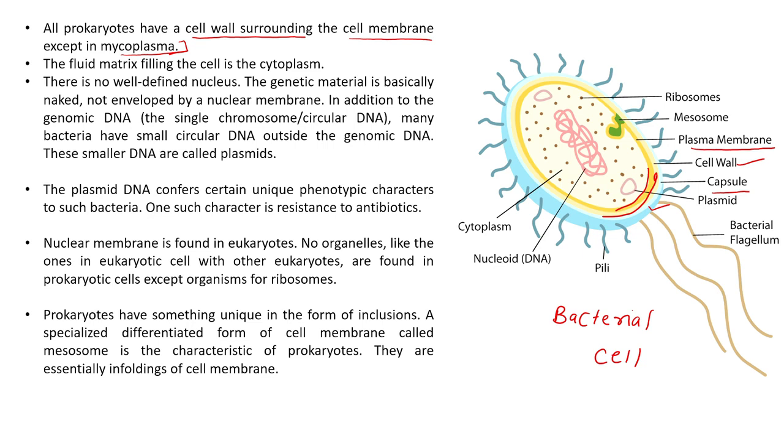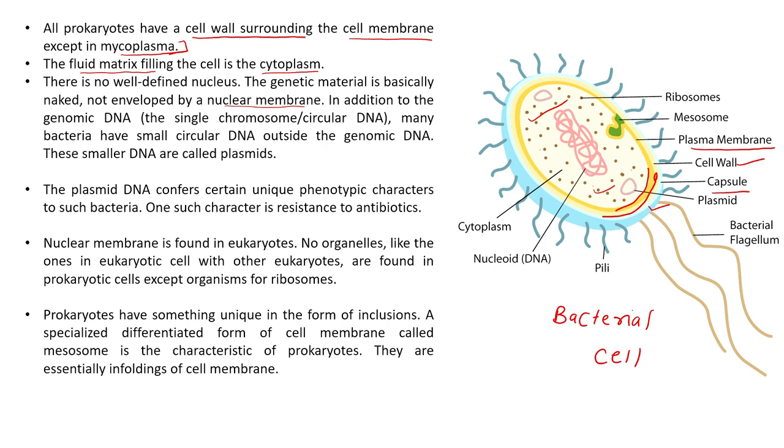Now inside this cell there is a fluid matrix which is called cytoplasm. In this fluid matrix area you can see these dots, which are some kind of fluids present. This is called cytoplasm, and there is no well-defined nucleus. The nucleus is not well defined because it is not present inside any kind of membrane. So the genetic material is naked.